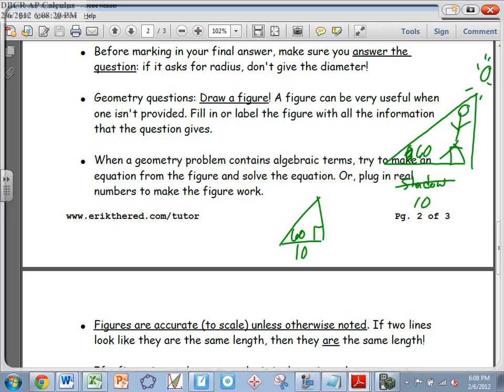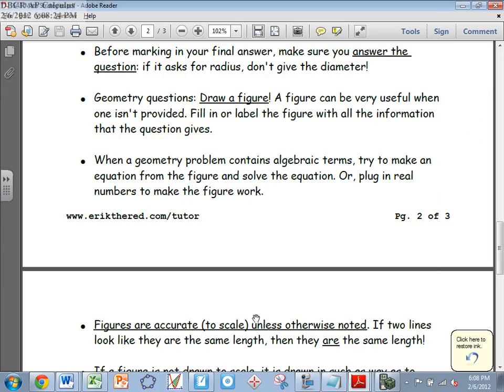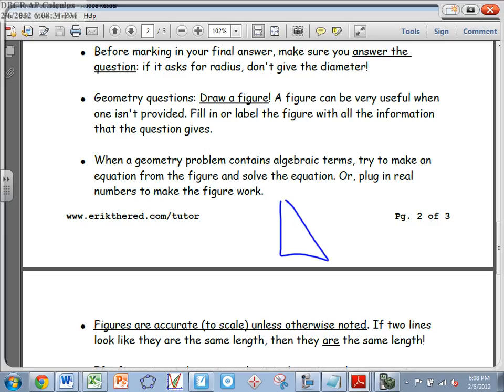Draw your example. If a geometry problem contains algebraic terms, make an equation. For example, if you're given a triangle like this, and it says that the ratio of the base to the height is 2 to 7. Well, that means you have 2x is the base, 7x is the height. And then it tells you the area is 2,000. Okay, area of a triangle equals 1/2 base times height. So 2,000, which is the area, equals 1/2 times the base times the height.